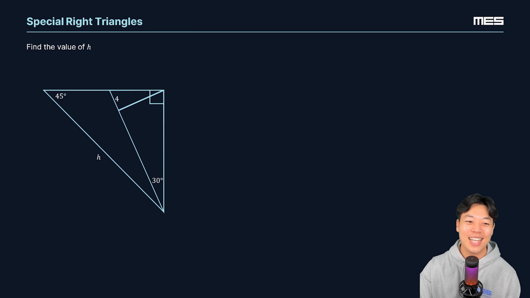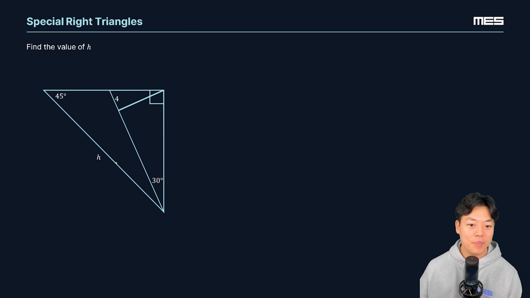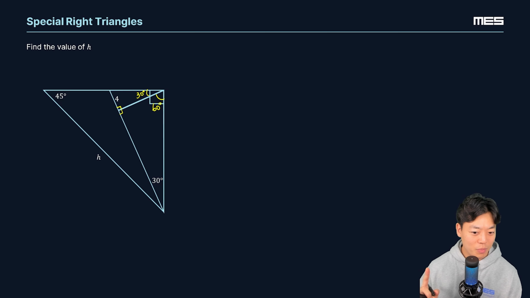Find the value of h. So h is right here. That's what we're looking for. We don't know much about this problem, except we also need to know that this is a perpendicular right angle right here, perpendicular line right here. If this is 30 degrees, this is 60 degrees. Therefore, this is 30 degrees. The SAT loves doing stuff like this, so keep an eye out for all that.